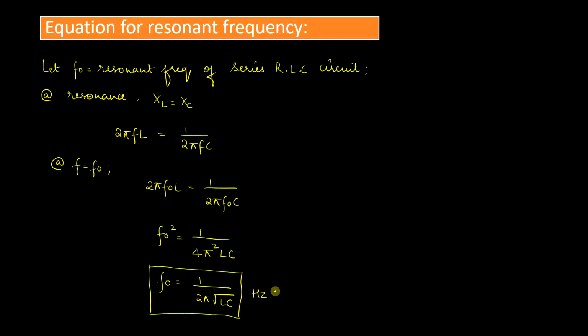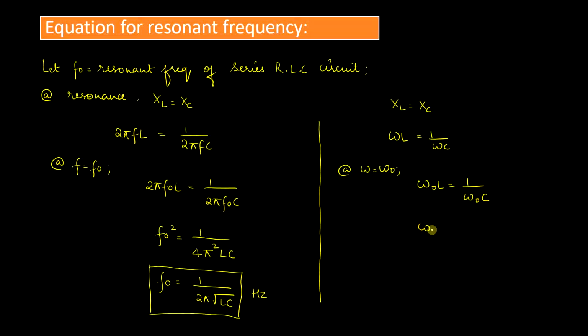Okay, the same derivation can be done in terms of angular frequency. So till here this part remains the same. The relationship will be, if XL is equal to XC, in terms of omega you can represent this as omega L equal to 1 by omega C. At omega equal to omega naught, this will be omega naught L equal to 1 by omega naught C. So omega naught square is equal to 1 by LC, or omega naught equal to 1 by square root of LC.